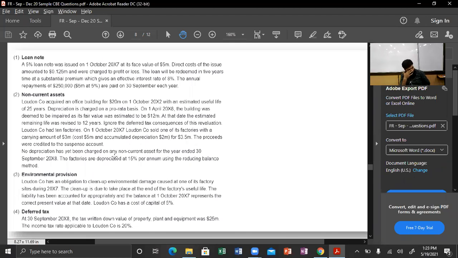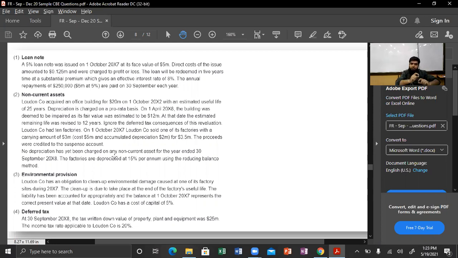Okay, let's ignore the deferred tax for these purposes. And again, another thing is now another asset. LOUDON company had 10 factories. On 1st October 2007, LOUDON company sold one of its factories. Now there are two assets. Initially they discussed the office building, and now they're discussing the factories.